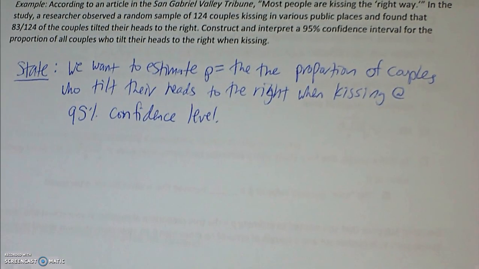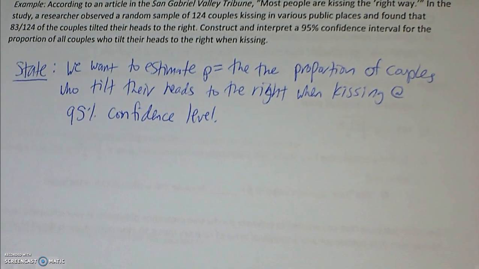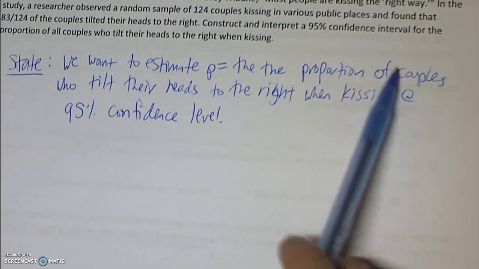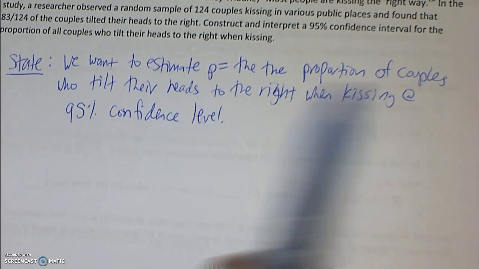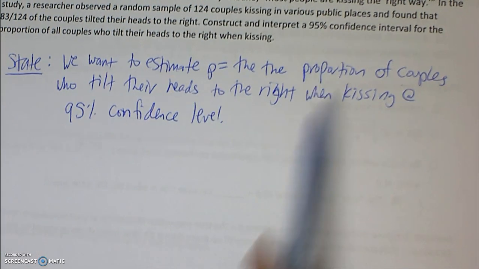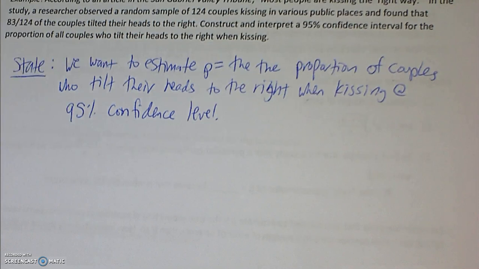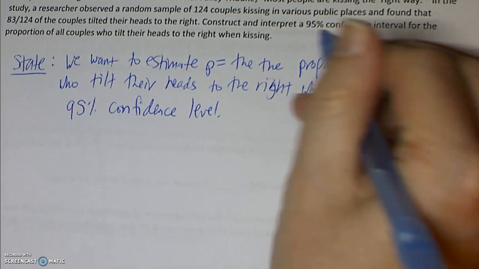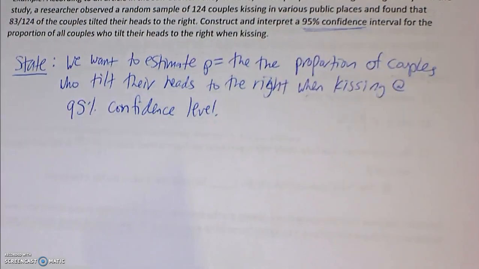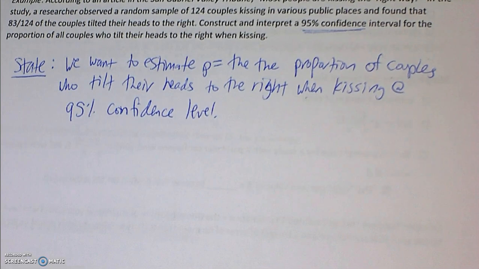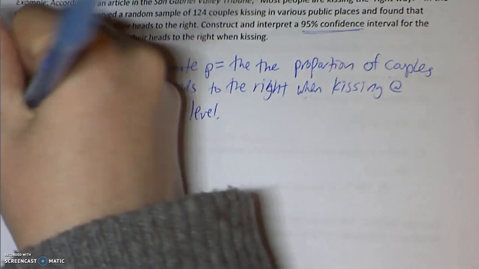So the important things to include in the state include stating what you're trying to estimate, in this case the parameter, the population proportion, and then context of that, of course, and including the level. And again, the level is always going to be told to you. You don't have to decide that for yourself, at least not in this class. All right, then we come up with our plan.